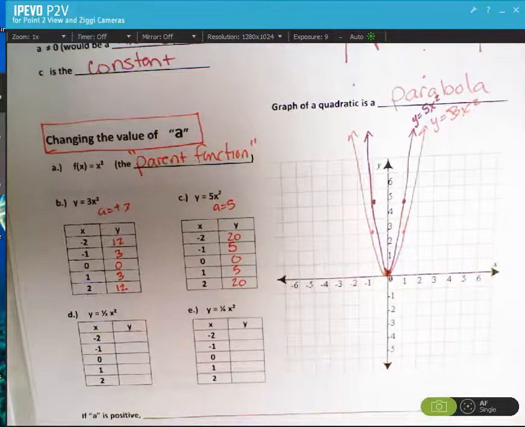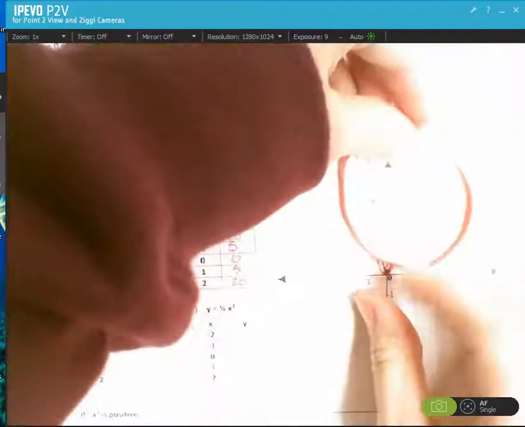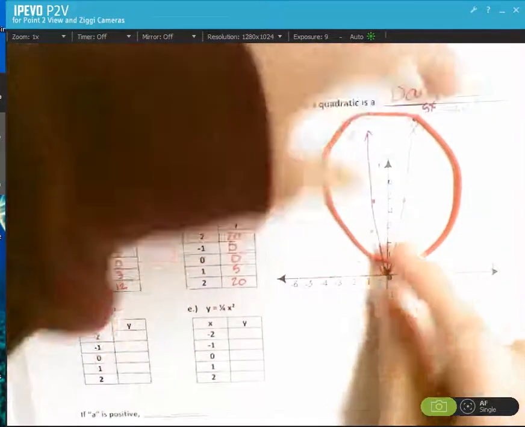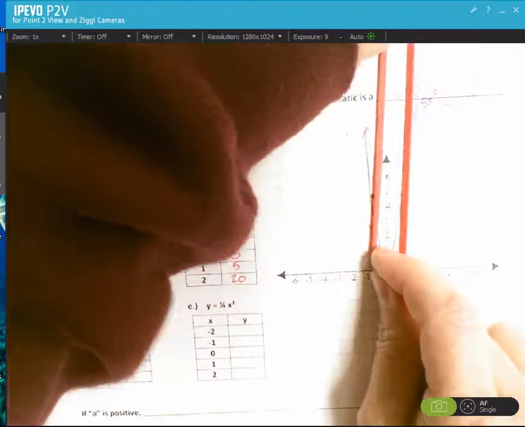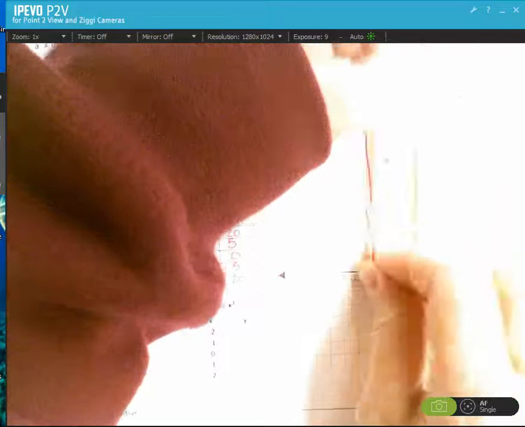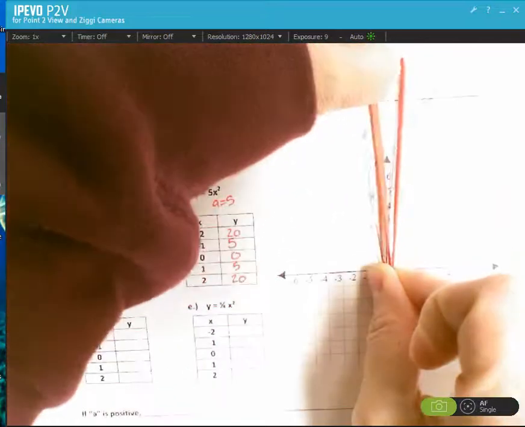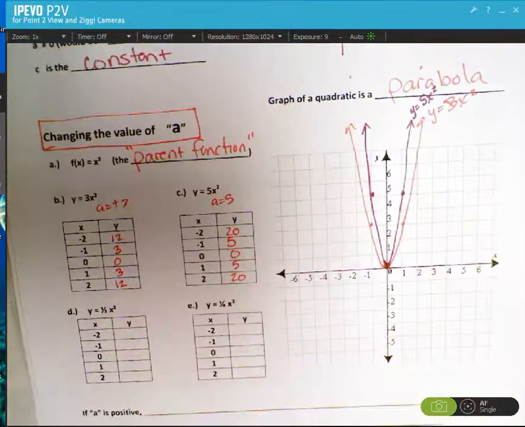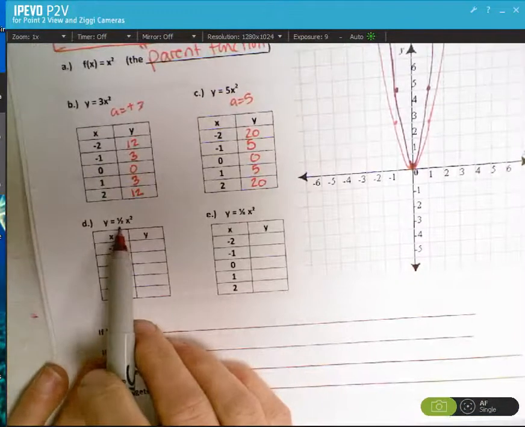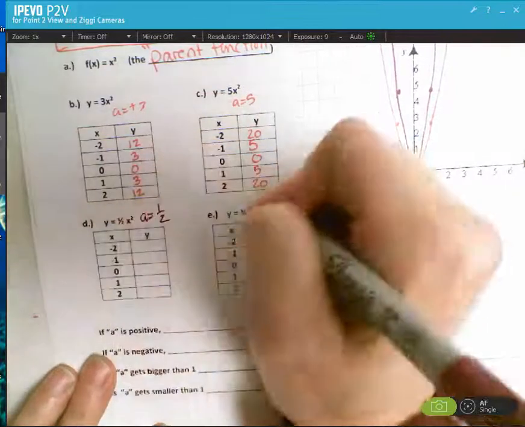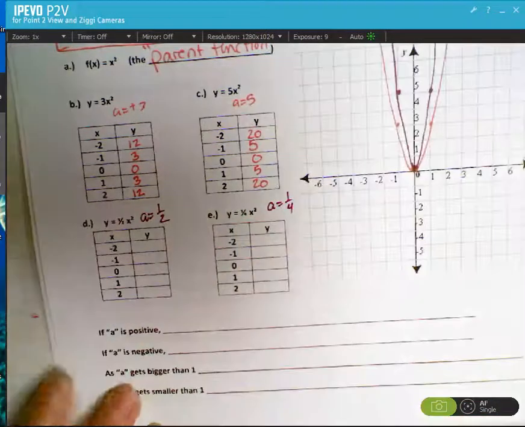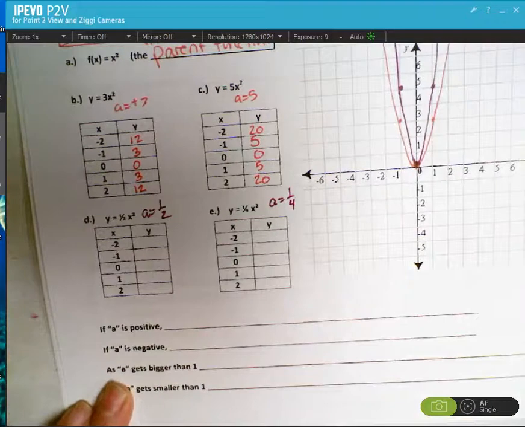What happens when A grows or gets bigger than 1, it's like a rubber band. So if I'm originally just hanging out, as A gets bigger, my rubber band starts to stretch upward. So its shape will get skinnier and skinnier as my A gets bigger and bigger. Okay? So let's see what happens when we get a smaller A. So now A is less than 1. So we have A equals 1/2 in this case, and A equals 1/4. And 1/4 is half of 1/2. So let's see what happens with those.